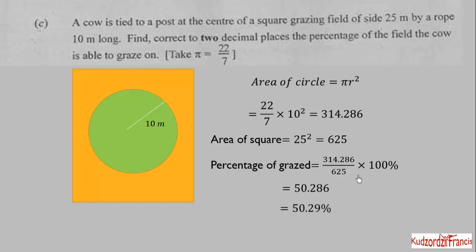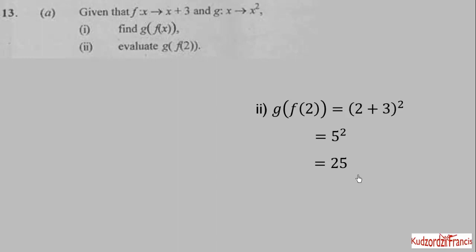And we're supposed to correct it to 2 decimal places, so that will be 50.29 degrees. The question 13 is here.